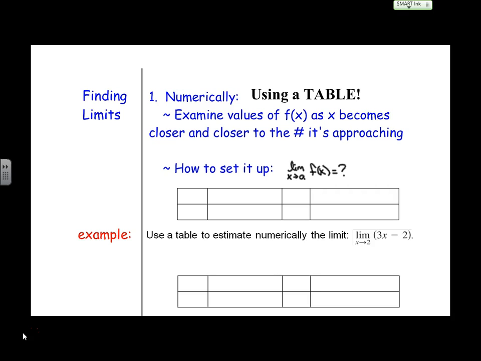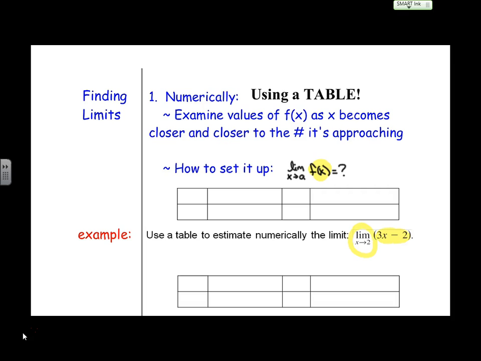Does anyone see a function on the page anywhere? I see a notation for a function and I see an actual function. What actual function is on the page? Limit as x approaches... 3x minus 2. Good, Ella. 3x minus 2. Why did I say that that's the only function on the page? Where does the function go in this notation? The inside. Does that make sense?